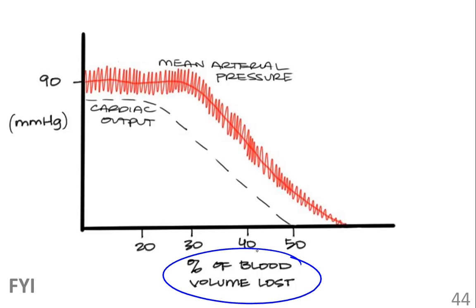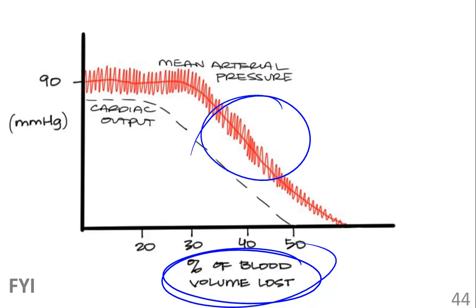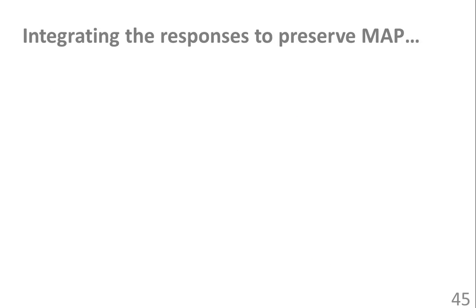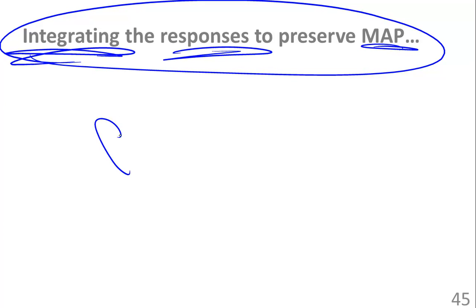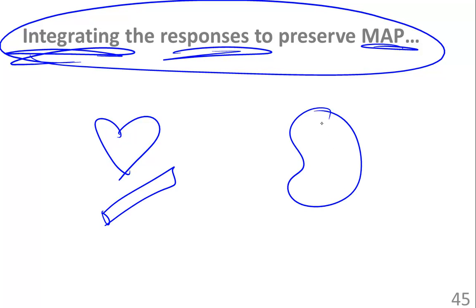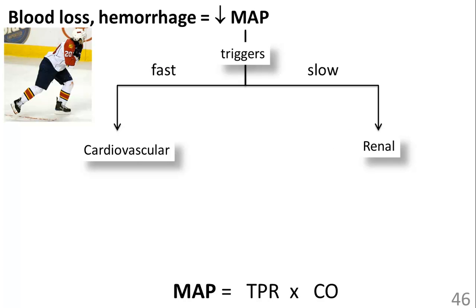So if you want to think, how much blood volume can you lose before you really start compromising your mean arterial pressure? It turns out you can lose quite a bit, but then eventually cardiac output starts to get compromised and your blood pressure with it. Okay, so I just threw in some slides here again that integrate the responses to preserve MAP. So the integrating comes from the cardiovascular system, the heart and blood vessels, and then of course our kidney, sort of putting those all together.